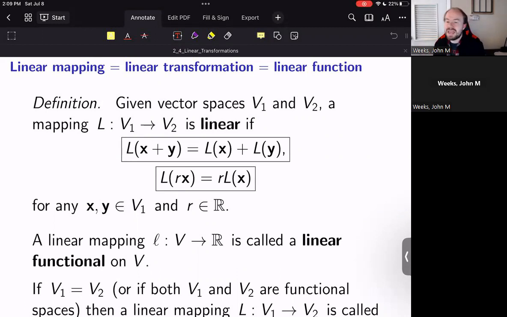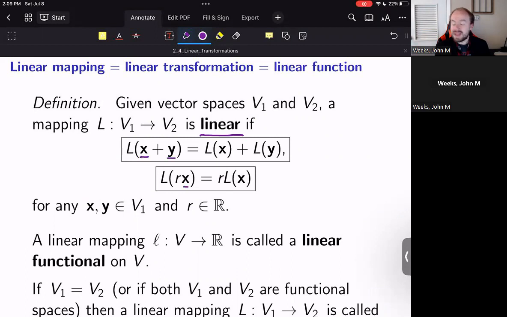What we do here is we begin by looking at vector spaces, going from V1 to V2. These are just two arbitrary vector spaces. But we'll say that a mapping between these is linear if it respects linear operations. If you do addition of two vectors, then L of x plus y equals L of x plus L of y. And if you take a scalar multiple of the vector x, then once you plug that into your linear operator, it's just r times whatever you would have had if you had a linear operator L operating on just the vector x.